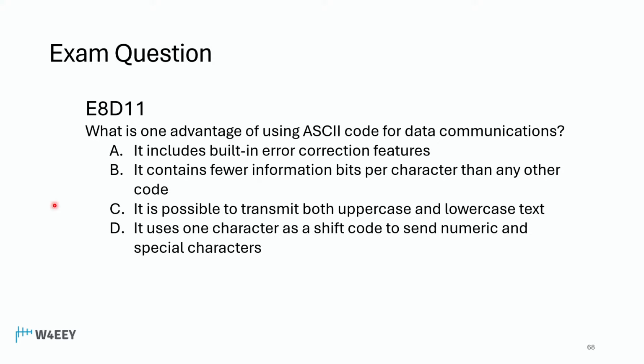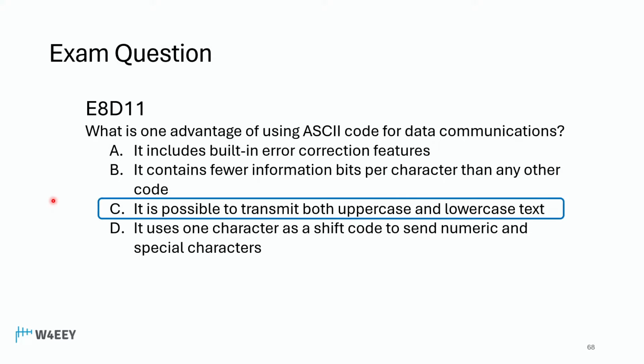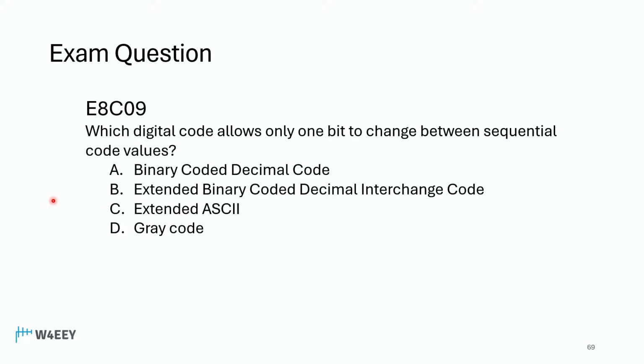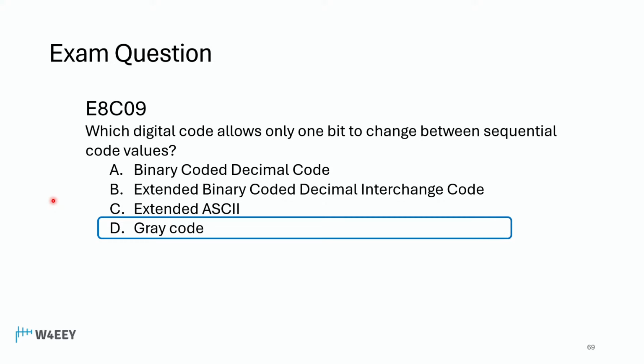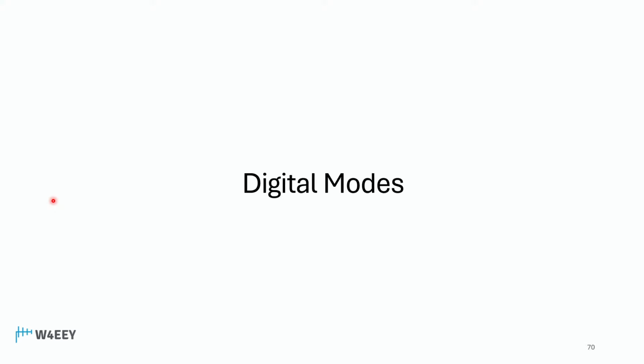What is one advantage of using ASCII for data communications? Charlie. Charlie, it's possible to transmit both uppercase and lowercase text. Which digital code allows only one bit to change between sequential code values? Delta. That's our Gray code friend. Yep, exactly.